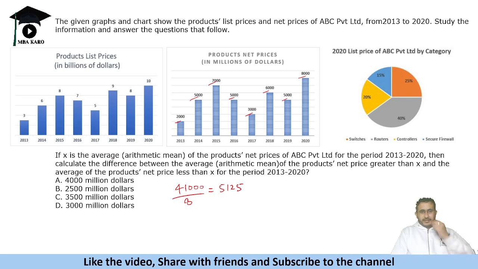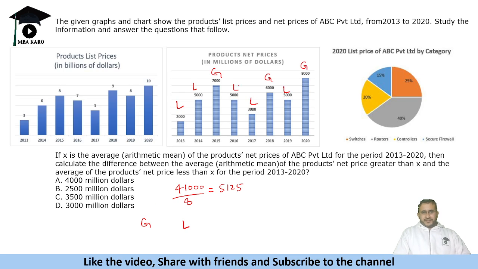Then calculate the difference between the average of the product's net price greater than X and the average of the product net price less than X for the period 2013 to 20. Now this seems to be a slightly ambiguous question. So we have to formulate two categories, greater than this and less than this. So this is less, less, less, less, less, and these are greater, greater, greater.